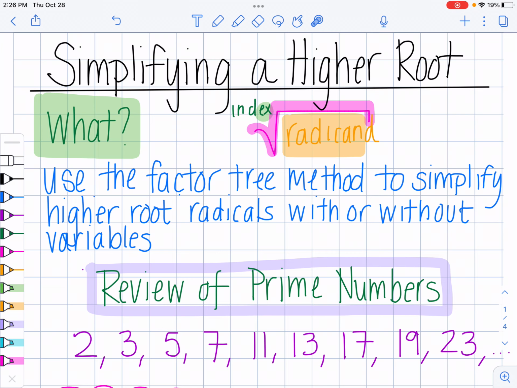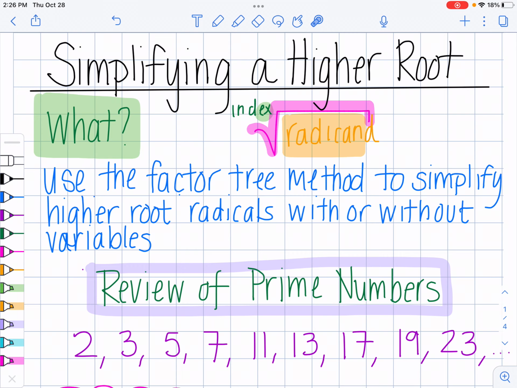Okay. So a higher root radical means in the index, normally the number that's there is nothing, it's not written, which means it's a 2. That would be something that you're used to seeing, like a square root. Now I'm going to be dealing with a higher root radical, which means I'm going to have a number written in that corner, and we're going to talk about how to simplify that with or without variables.